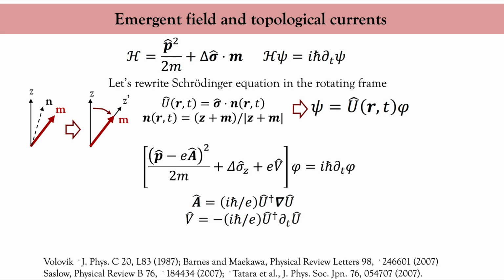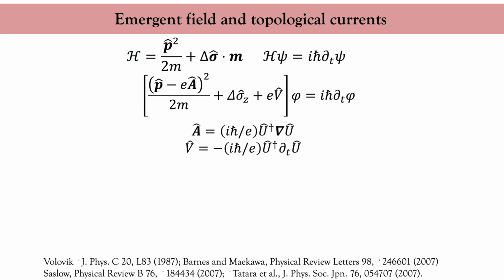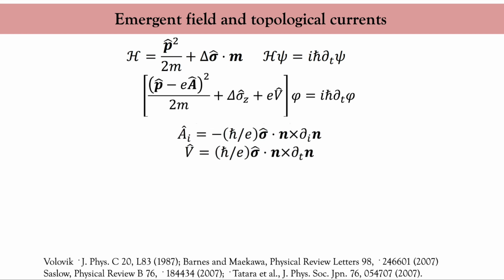What is fascinating is that you can demonstrate that the new Hamiltonian has acquired new terms that behave like an effective electromagnetic field with a scalar potential and a vector potential that depend on the spatial and time derivatives of the rotation operator. These new operators can be written explicitly as a function of the spatial and time derivatives of the rotation axis m, which itself depends on the direction of the magnetization m. So clearly, a spatial and time varying magnetization acts like an effective electromagnetic field on the conduction spins.